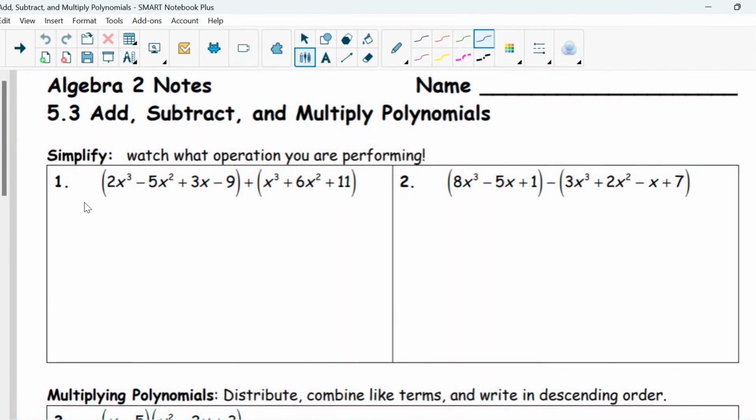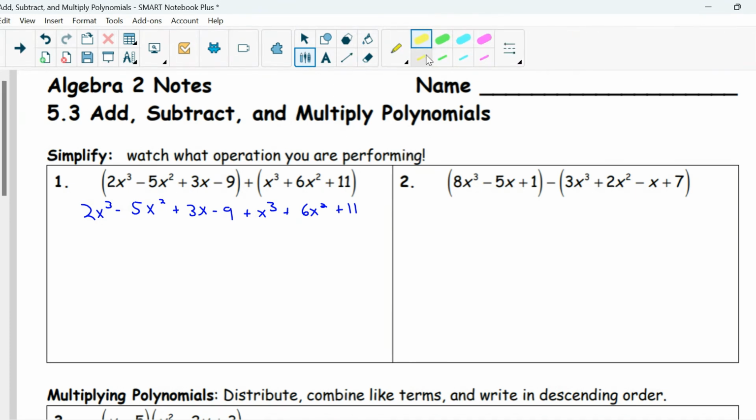So if you wanted to, you could just rewrite this exactly how it is originally written. Okay, most of you guys aren't going to do this step because you'll find the process far too easy. So when you're adding or subtracting polynomials, you are just combining like terms.